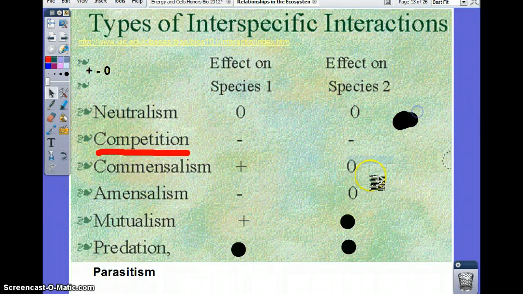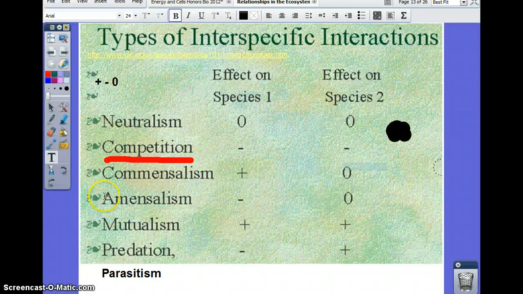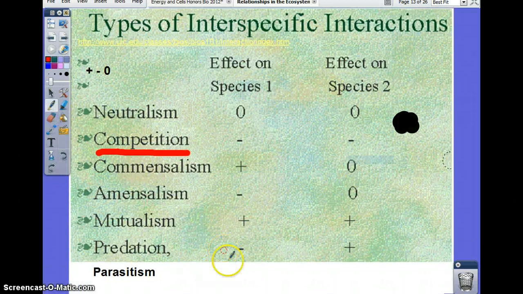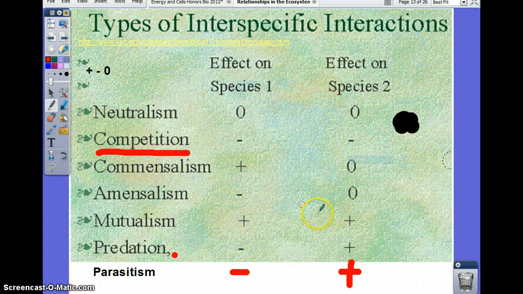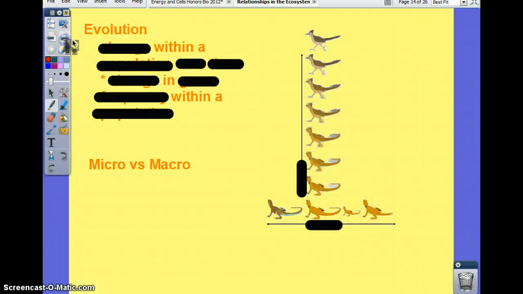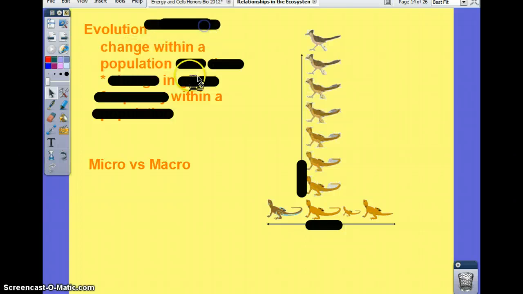Mutualism, both positive, both species benefit from each other. In predation, one species is negatively affected while the other one is positive. This would be the prey and this would be the predator. Parasitism is like predation. The difference is a parasite lives on its host or lives symbiotically with its other organism, but it's one negative, one positive.